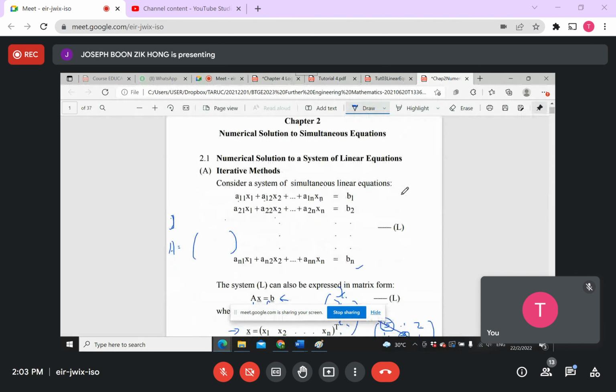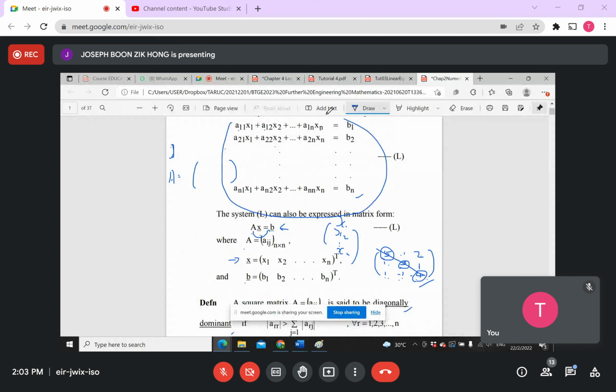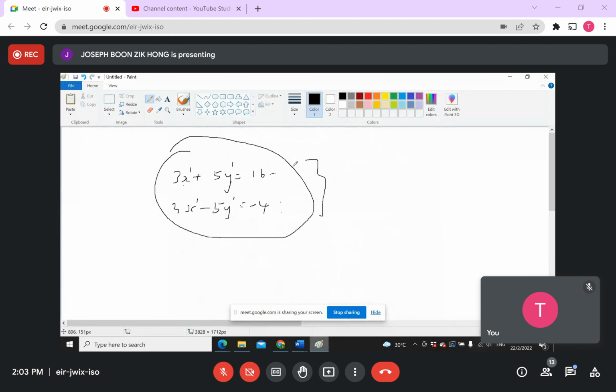So let's say we have a system like this, and then we can make it into the matrix form. This is called a system of linear equations, that means it's power 1, power 1, power 1. It can be power 0, but cannot be power of 2. Here we have two unknowns, so you need at least two linear equations in order to get the answer.